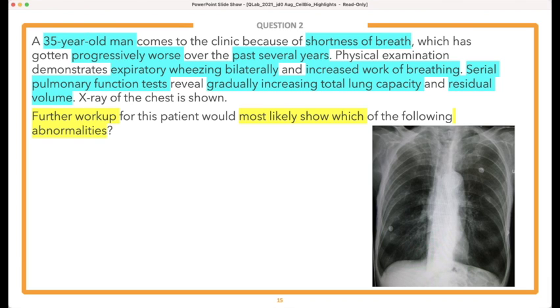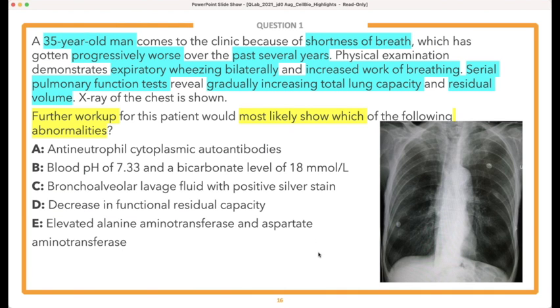Obviously, we can tell that this is important because there's an image, an x-ray of some lungs there. So definitely want to make note of that and highlight that, okay? Then they're asking us, further workup most likely show which abnormality. So I think we've got a couple steps here. One, we've got to figure out what's going on, what's the diagnosis, what's the condition, and then what else would we see on further workup. So I think we have a two-step question here. Let's go ahead and take a look at those answer choices.